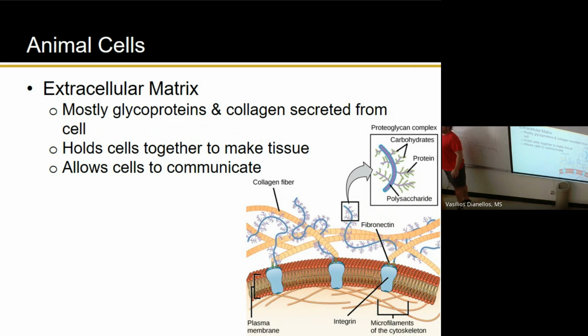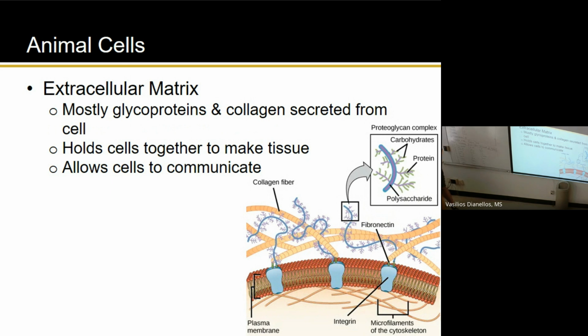That's the animal cell wall? Great question. It's not necessarily the cell wall. It's in the membrane. I just hesitate to call it a wall, but it is, so it's in the membrane of the animal cell. Good question. Any other questions?